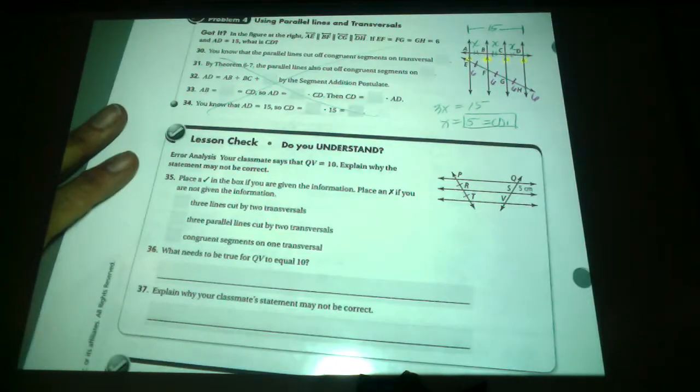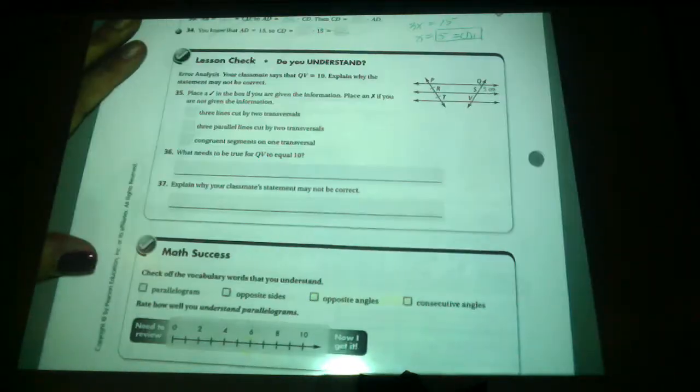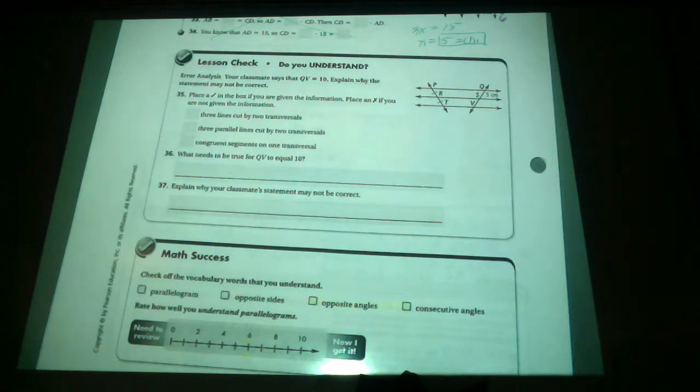And then finally, your lesson check. So if you would take a minute or two and answer those questions.